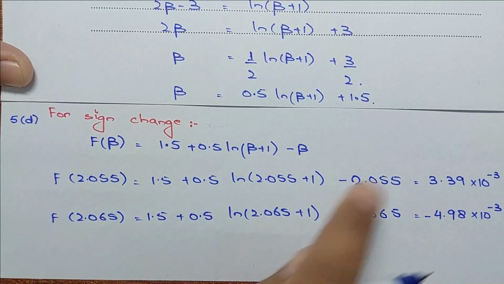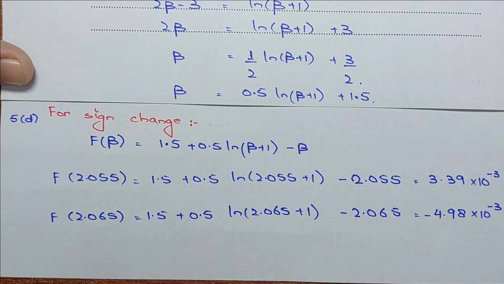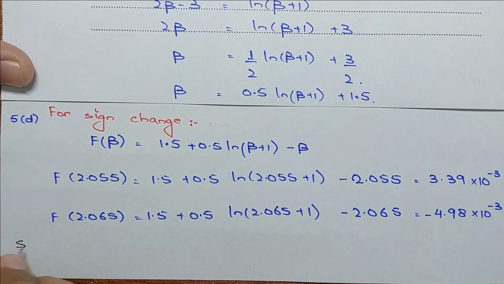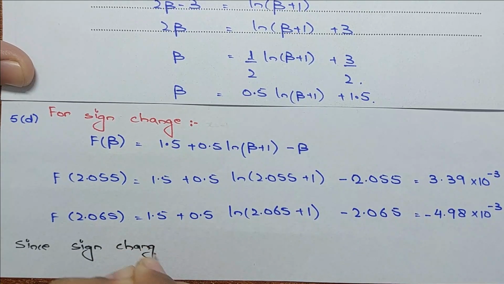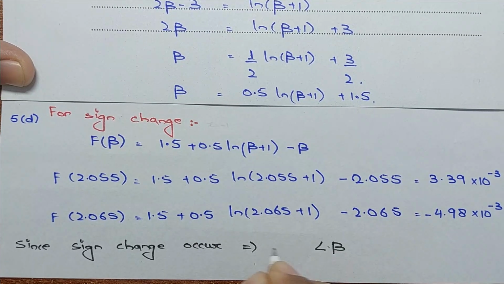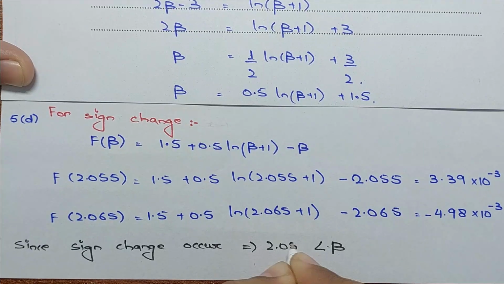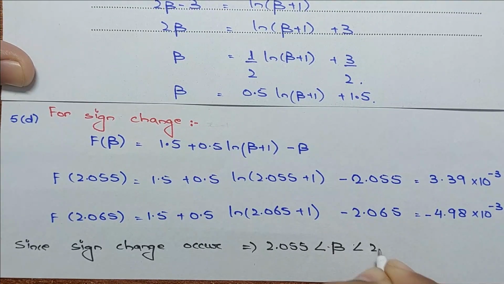So as you can see, there is a sign change between the two values, right? So here we can say, since a sign change occurs, this implies beta lies between 2.055 and 2.065. So it is proved.